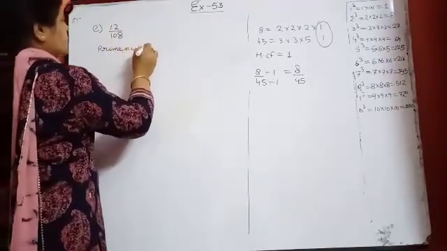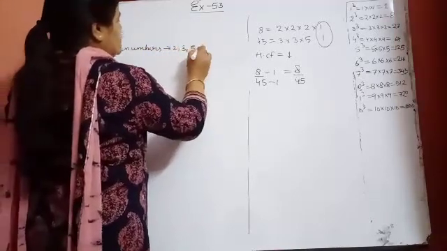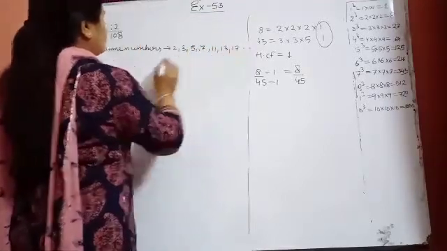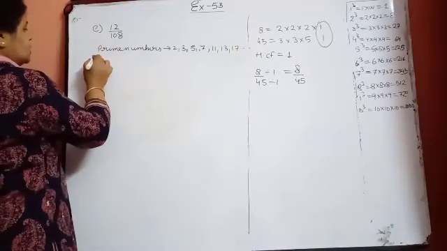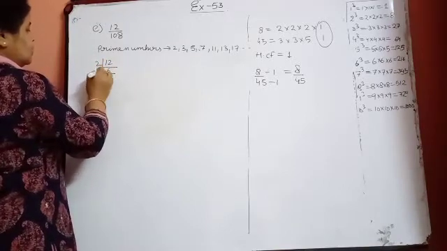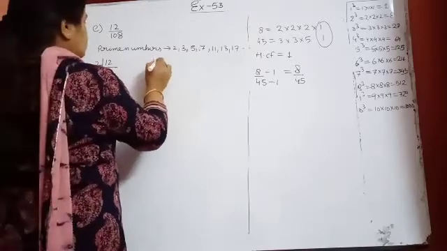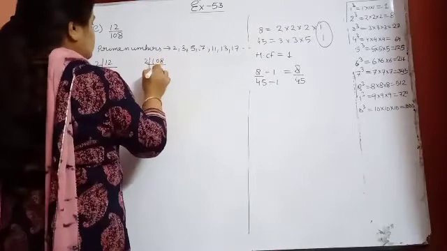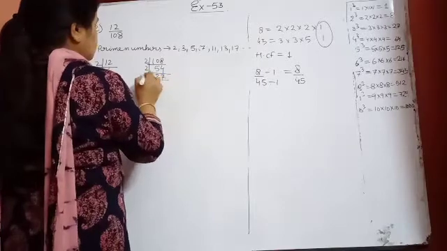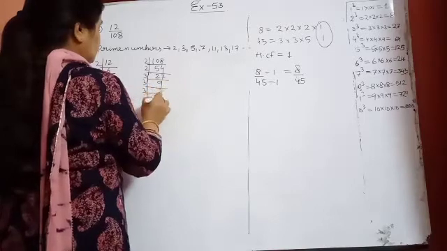Prime numbers will be 2, 3, 5, 7, 11, 13, 17 and so on. Now do the prime factorization. Prime factorization of 12: 2 6s are 12, 2 3s are 6, and 3 1s are 3. Now prime factors of 108: 2 54s are 108, 2 27s are 54, then 3 9s are 27, 3 3s are 9, 3 1s are 3.